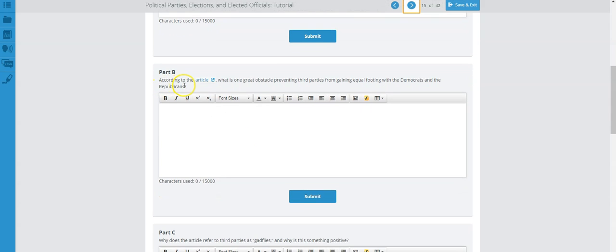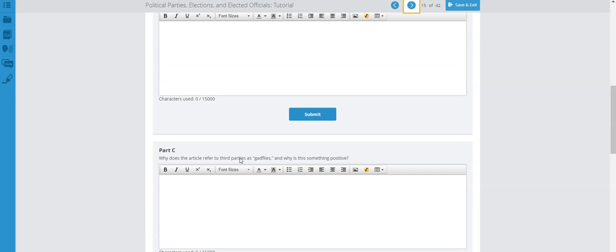Part B. According to the article, please click on this link over here. What is one great obstacle preventing third parties from gaining equal footing with the Democrats and Republicans? Very important again. You read this article, you take notes, and you answer the question. In this case, you need to talk about the importance of the political system currently with the Democrats and the Republicans, and how that political system has prevented third parties from gaining power, has prevented third parties from being a dominant force. So you need to explain that. Again, we're looking for a good solid paragraph.